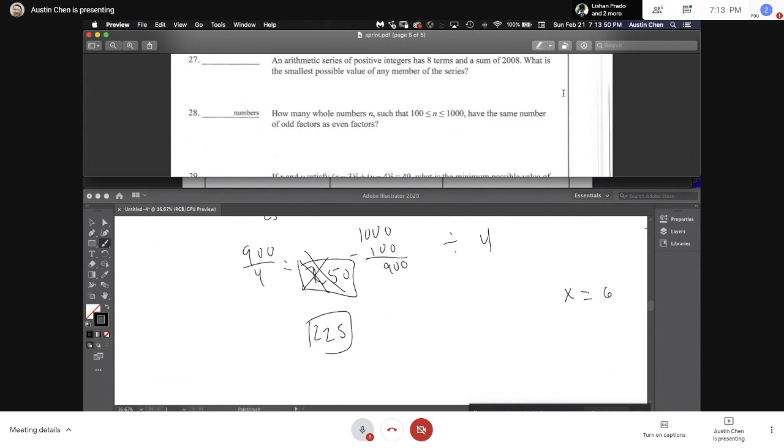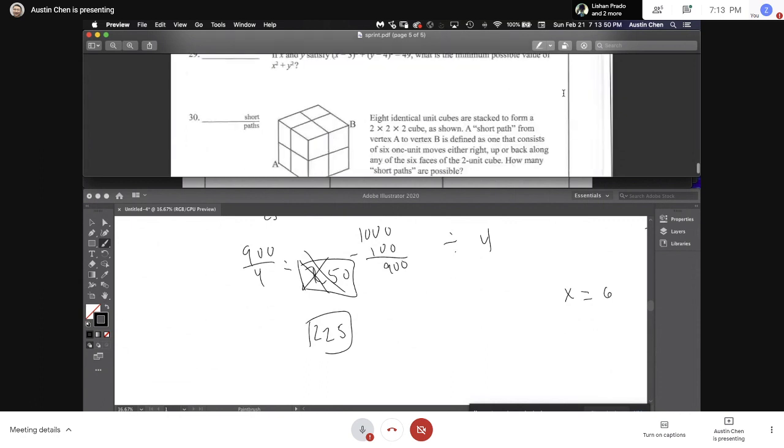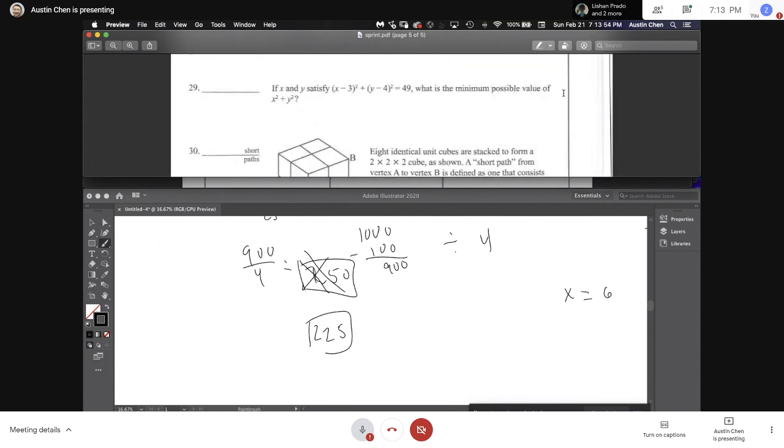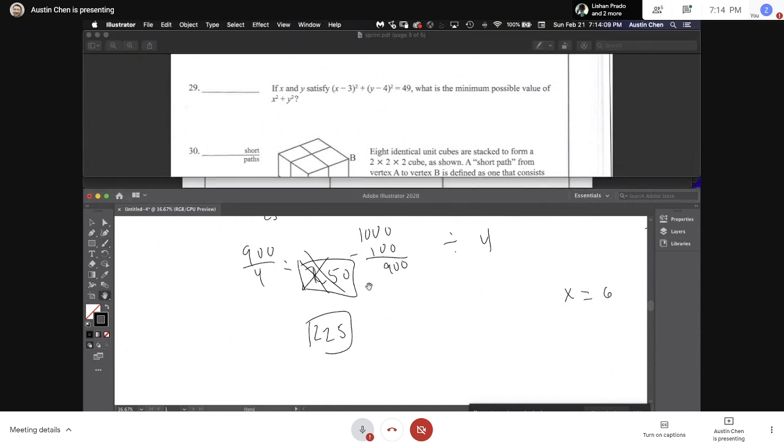Okay, let's move on. If x and y satisfy (x - 3)^2 + (y - 4)^2 = 49, what is the minimum possible value of x^2 + y^2?